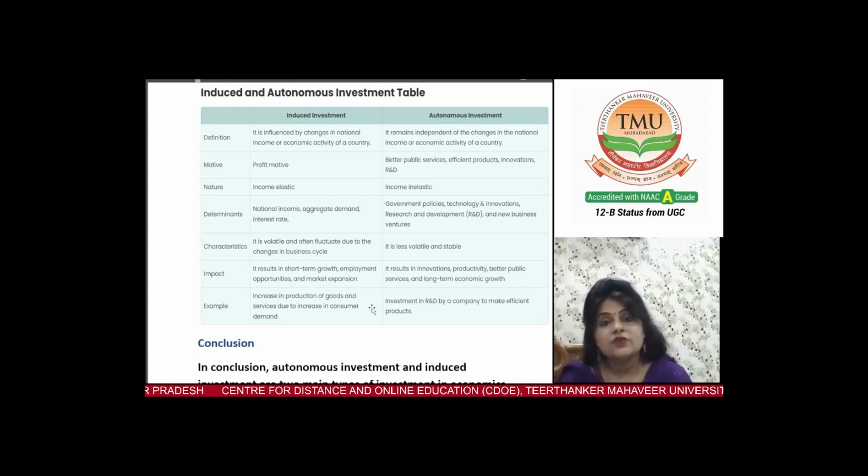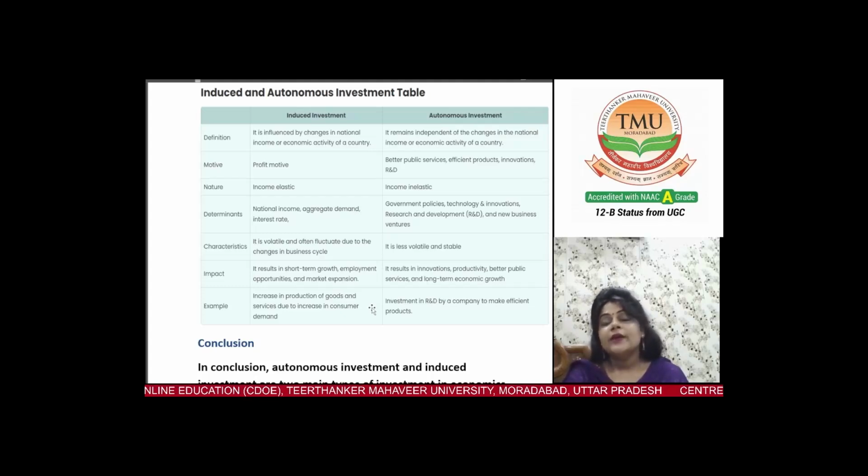First of all, induced investment. It is influenced by the changes in national income or economic activities of a country. As I discussed with you, autonomous investment remains independent of the changes in the national income or economic activity of a country, as you see in the figure also. Motives: profit motive for induced investment, and for autonomous investment, things like public services, efficient products, information. Induced investment is income elastic, and autonomous investment is income inelastic.